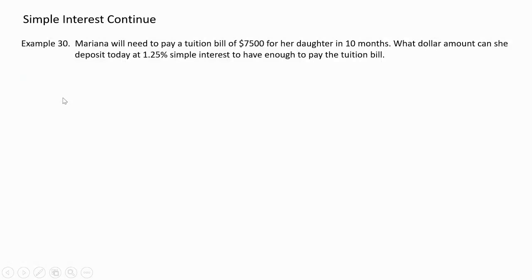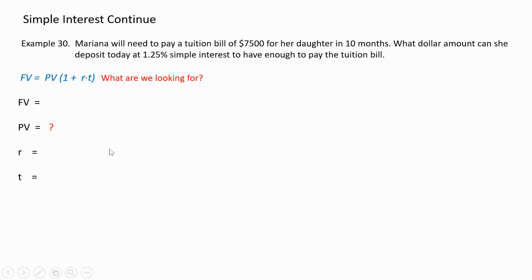Now let's do one more problem for simple interest. Look, this one here, example number 30. Mariana will need to pay a tuition bill of $7,500 for her daughter in 10 months. What dollar amount can she deposit today at 1.25% simple interest to have enough money to pay the tuition bill? And again, this problem is simple interest because it says simple interest. So let's use this formula here. What are we looking for here? What dollar amount can she deposit today? So we're looking for the present value.